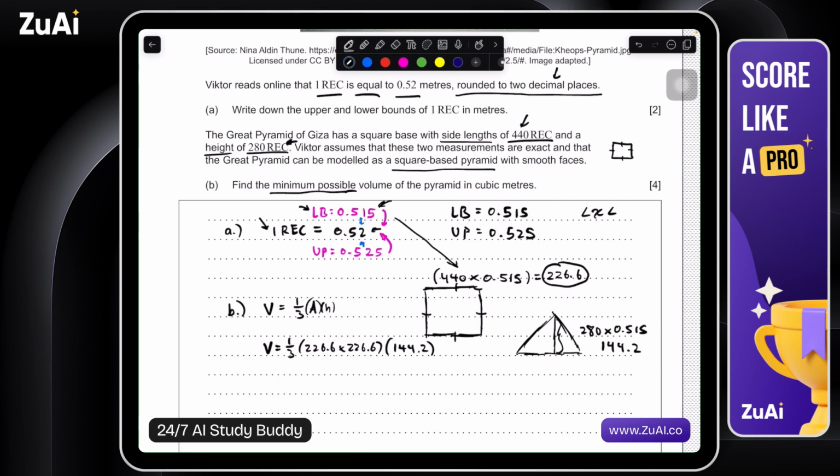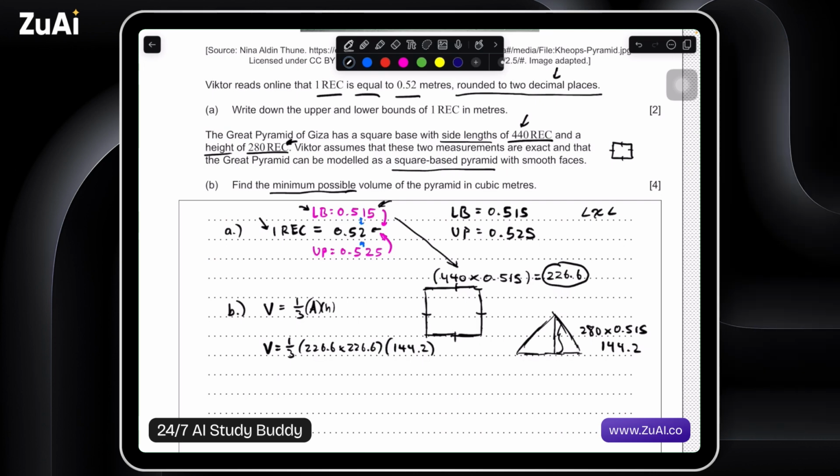So let's see, 226.6, square that value, times 1/3, times 144.2. Okay, quite a large value. Volume is equal to 2,461,060.51. That is the minimum possible value of the pyramid in cubic meters.